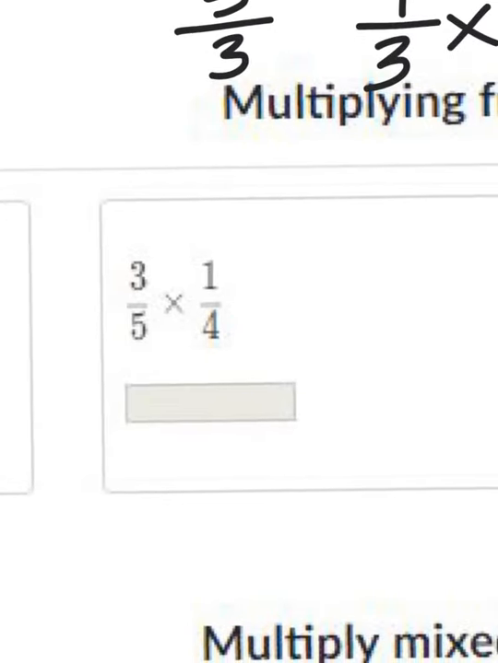Okay, so check all your diagonals first. Can 3 go into 4 evenly? No. Can 1 go into 5 evenly? Yes, it can, but we can't simplify it any farther than that. So now we're just going to multiply. So 3 times 1 is 3, and 5 times 4 is 20.